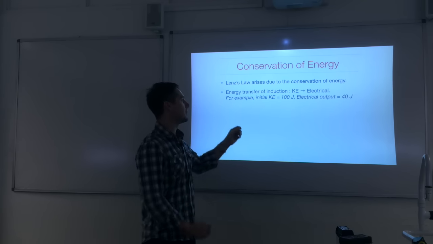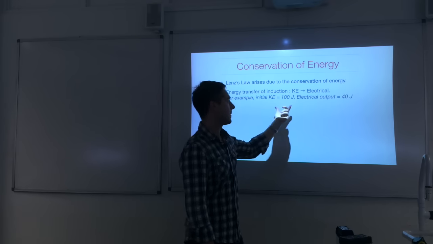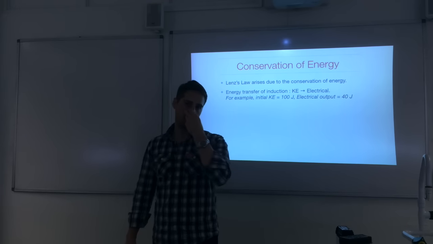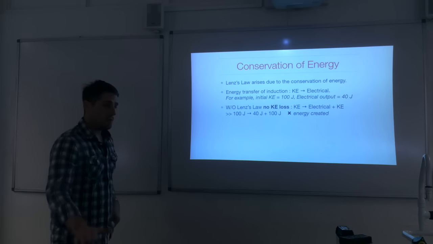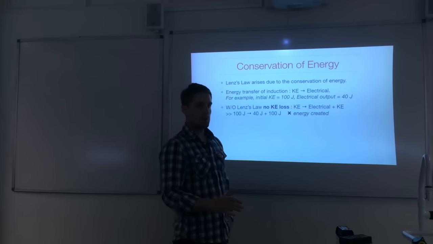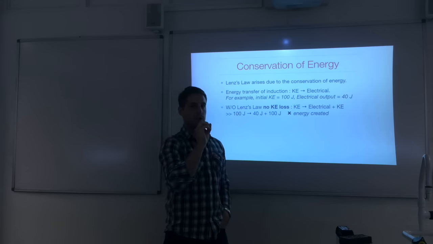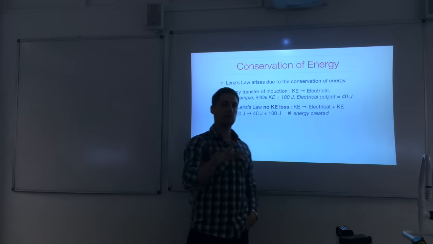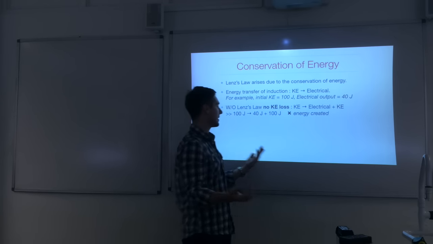So let's give some values to this. Let's say the initial kinetic energy of the magnet is 100 joules, and the electrical output we get from this is 40 joules. If we didn't have Lenz's law, there would be no kinetic energy loss. Okay? So we've got kinetic energy being converted to electrical plus kinetic energy, because the magnet is still moving, so it's still got kinetic energy.